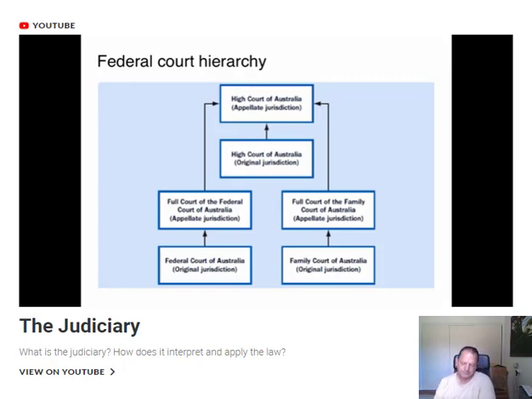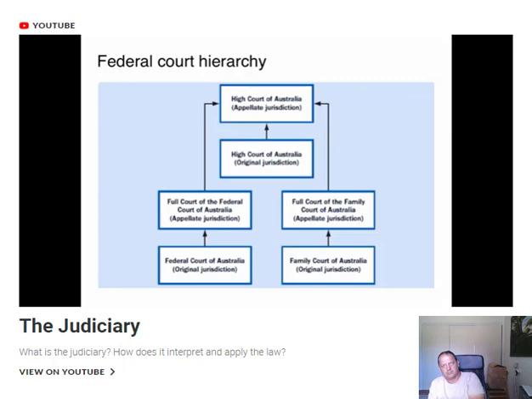The court at the top of the federal court hierarchy is the High Court of Australia, which is the highest court in Australia. There is only one High Court of Australia. It usually sits in Canberra and is made up of 7 judges. The High Court of Australia only hears legal disputes involving the most important legal matters. Cases involving, for example, the interpretation of the Australian Constitution, or legal disputes between the states or between a state and the Commonwealth Government would be heard by the High Court of Australia.